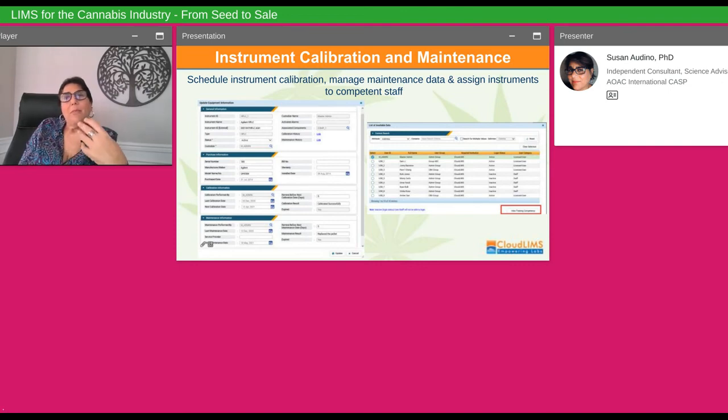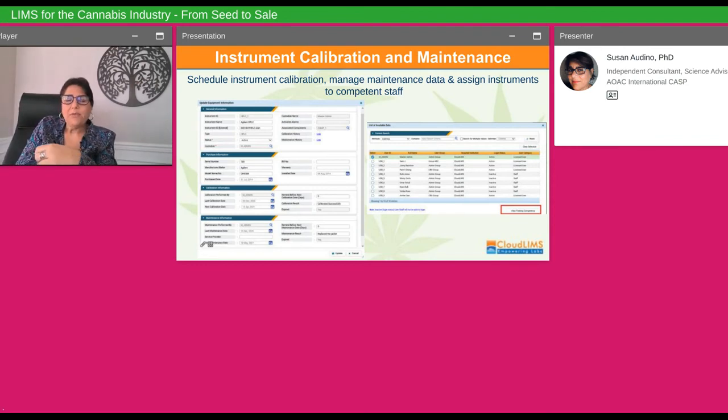We need to manage this other workflow. This is just the workflow within the workflow, the instrument calibration and maintenance. Not only what is on the schedule, was it performed correctly by competent personnel. All of this needs to be captured in order to be compliant with 17025.